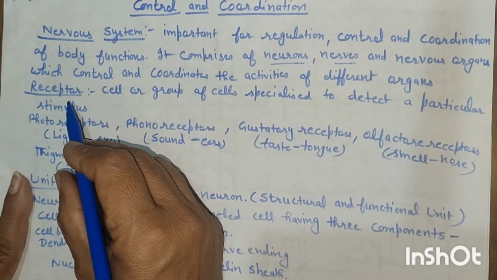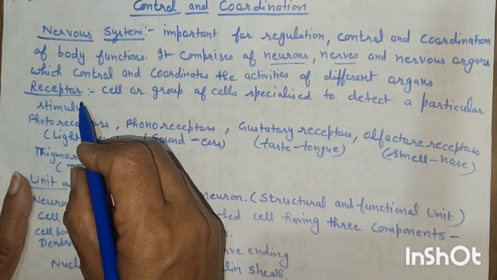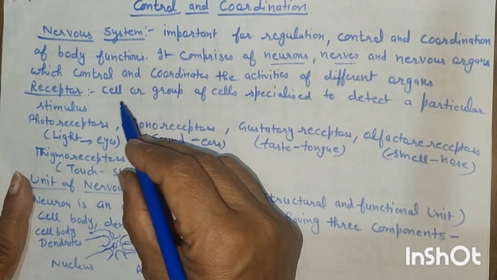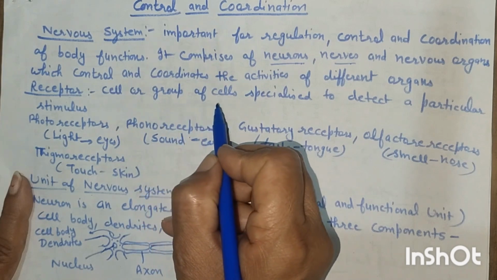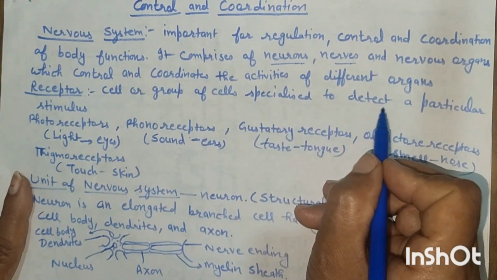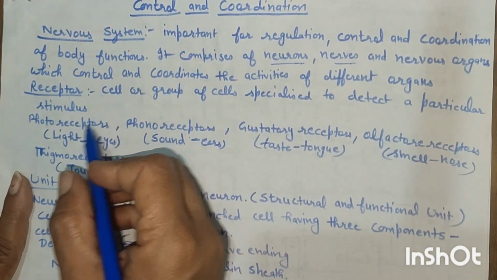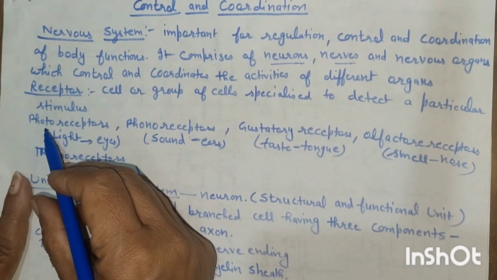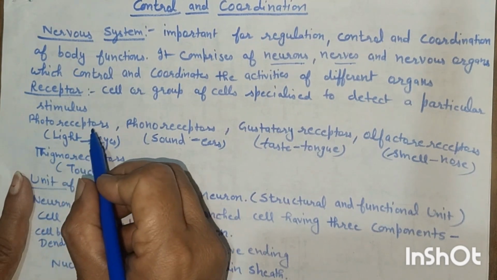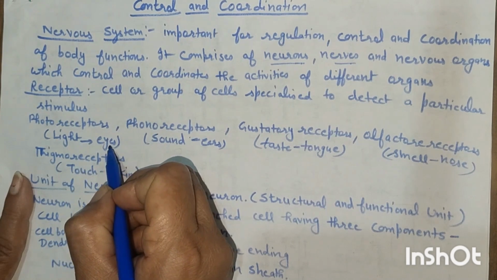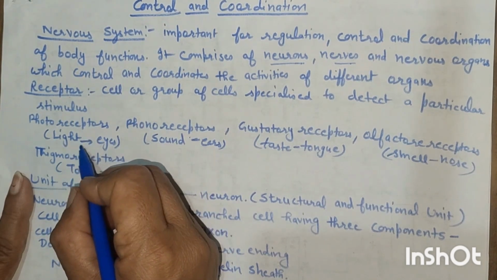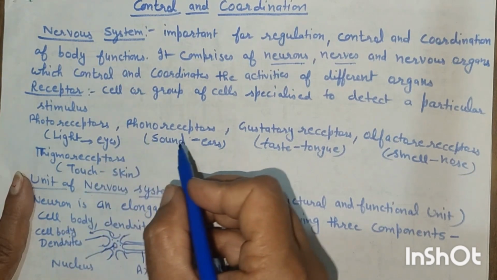The receptor. There are certain receptors which detect a particular stimulus. These are cells or groups of cells specialized to detect a particular stimulus. First is the photoreceptor. Photo means light, and light is received by the eyes.